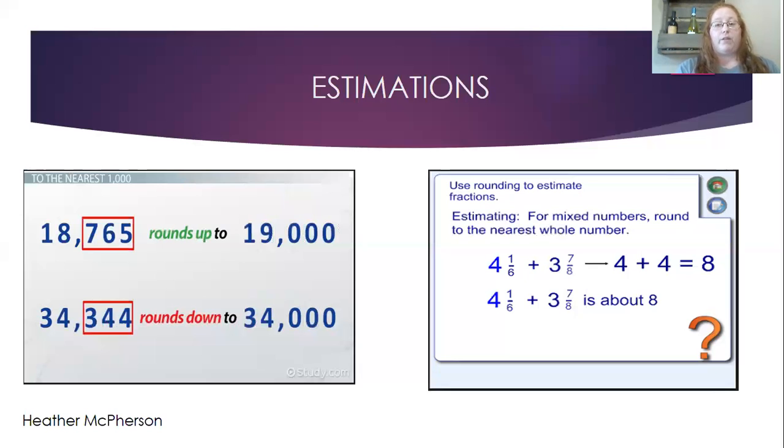On the other hand, 3 and 7/8, you only need 1/8 to make that a whole number, so you would round up to 4. So your estimation for 4 and 1/6 plus 3 and 7/8 is going to be 8. 4 plus 4.